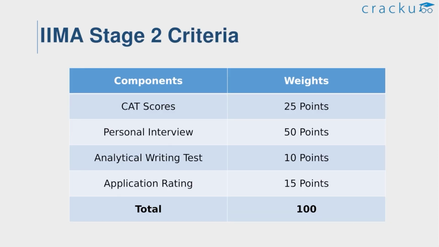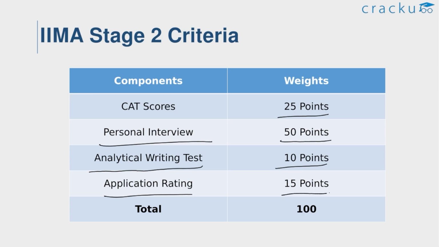And finally, this is the second stage of the selection process in IIM Ahmedabad. As you can see, the weightage for the CAT score is only 25 points in this final selection criteria. And the best thing is the weightage of 50 points, which is the maximum weightage, is given for the personal interview. If you perform very well in the personal interview, you can score 50% in the final stage of the selection process. And for the analytical writing test, the weightage given is 10 points. And for the application rating, the weight is 15 points. As you can see, they did not mention the academics in the components of this final selection process.